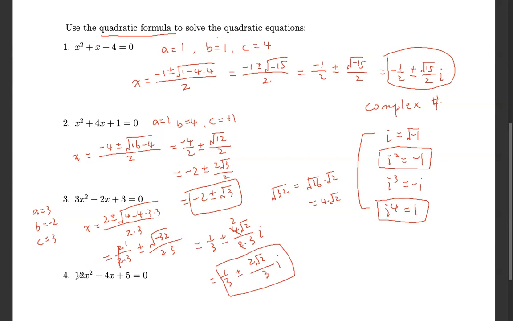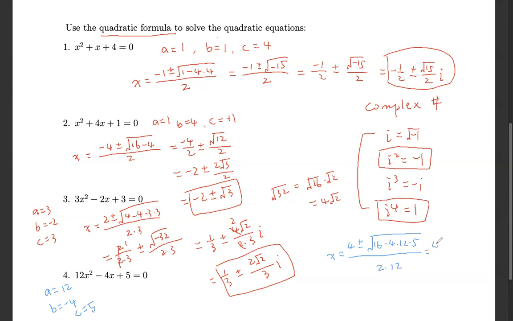Okay, 4, let me change my color. Let's figure out a, b, c. a equals 12, b equals negative 4, c equals 5. Now we plug into the formula. Negative and negative 4 is positive 4, plus or minus square root of negative 4 squared, 16, minus 4 times 12 times 5, divided by 2 times 12, because a is 12.